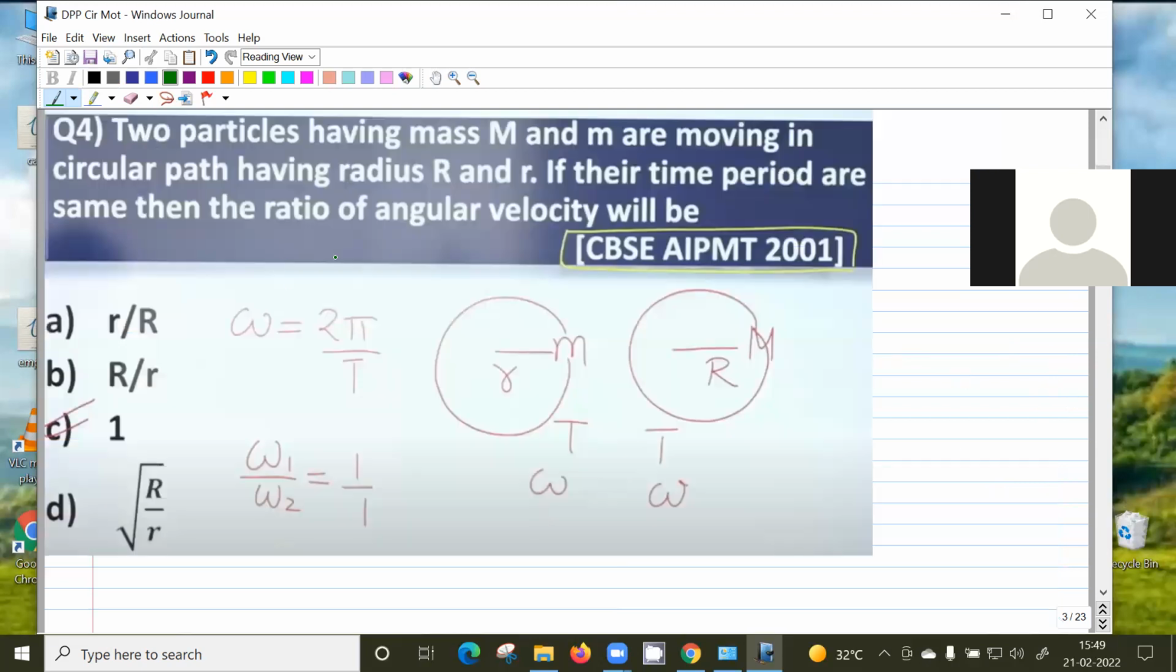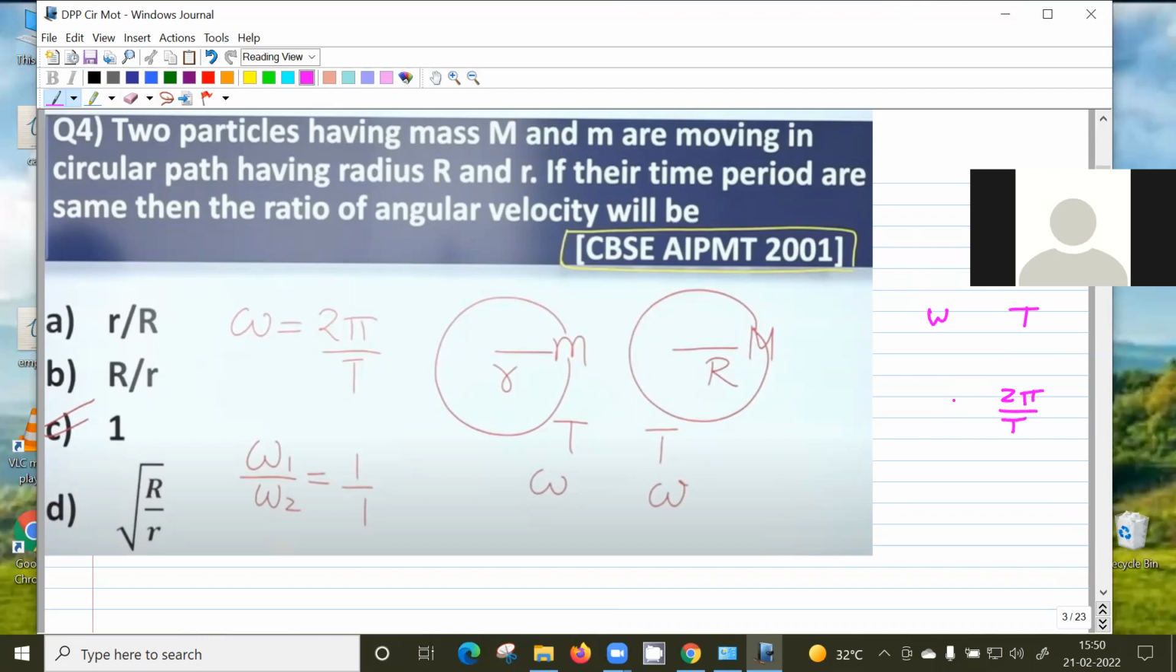Okay, this one, let's go fast. Simple questions. Two particles having mass, capital M and small m are moving in a circular path with different radius, capital R and small r, with the time period same. The ratio of angular velocity is. This was a very basic question. You have to relate omega and the time period. What is the relation? 2 pi by omega equal to T.